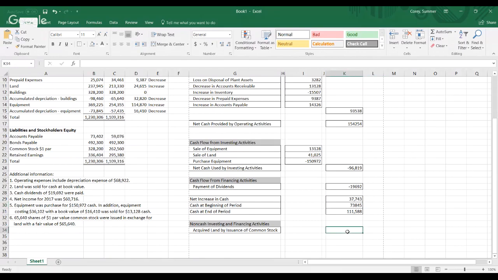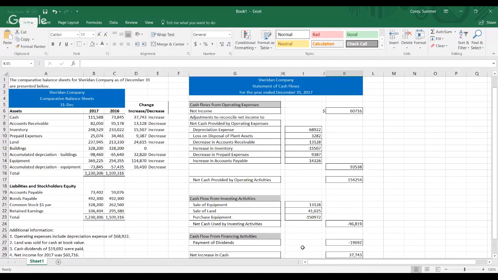And then we still have our non-cash investing and financing activities. If you come over here to number 6, it shows that they didn't purchase the land with cash, they purchased it with shares of common stock. So that's what we need to put in here, because it's not a cash value. We're going to put 65,640. And that is our statement of cash flows.